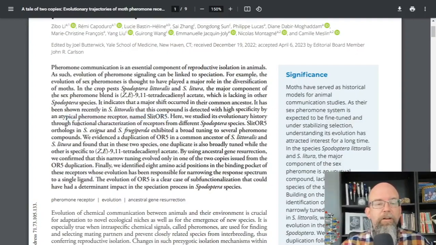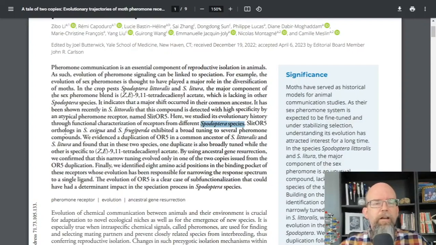Here we studied the evolutionary history through functional characterization of receptors from different Spodoptera species. All right, functional characterization means that they're going to characterize the actual function of different receptors, meaning they're going to express the receptors and then test the receptors to see what chemicals are actually activated by those particular receptors. And I'll explain a little bit about how they do that in a moment.